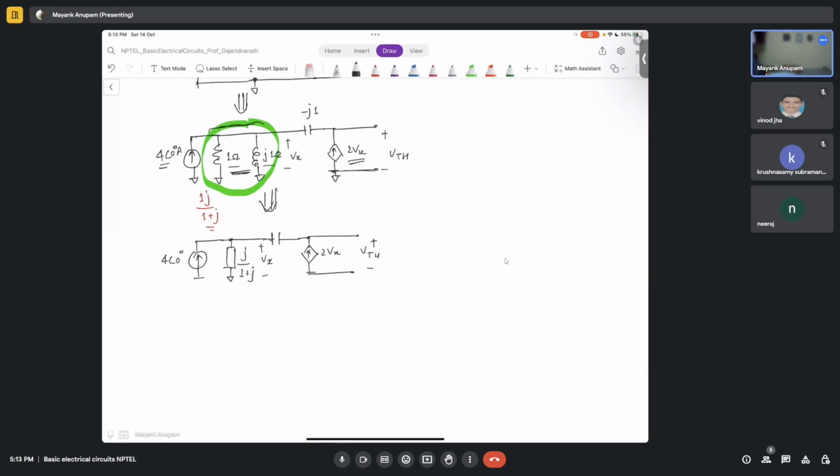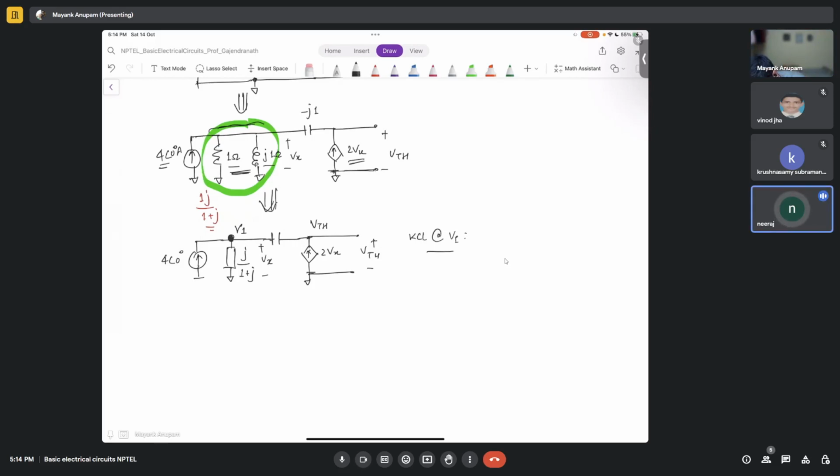So tell me KCL at different nodes. Let's write KCL at this node. So what is the KCL at this node? Let's call it V1. Let's call it V2. By the way, V2 is equal to VTH, right? So we'll not call it V2, we'll call it VTH. So let's write KCL at V1. What is that?